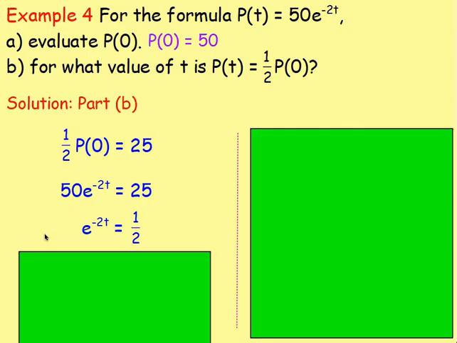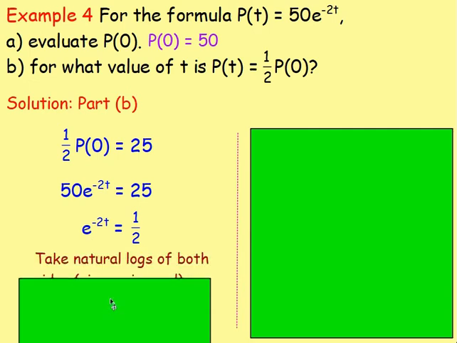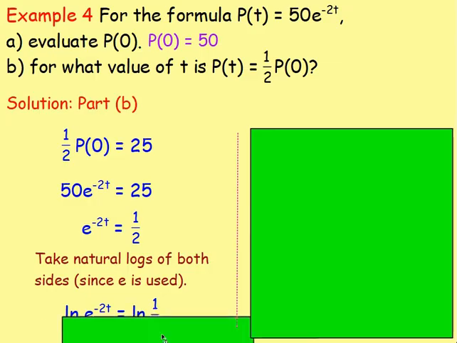Would we use log or would we use ln? Sahana, what do you think? Why are you saying ln? Yeah, because e is involved. If e is involved, use your natural logs. So take ln of both sides. So ln e to the power of negative 2t equals ln a half. Good.